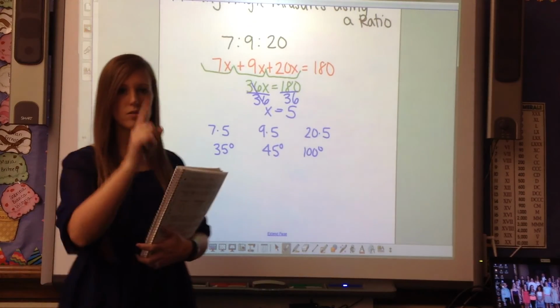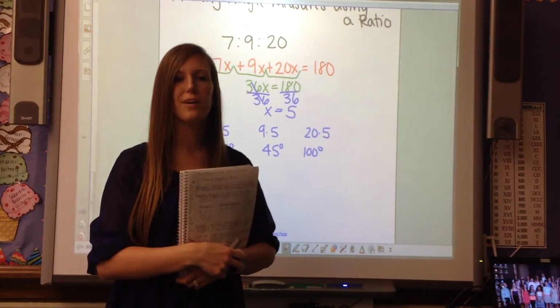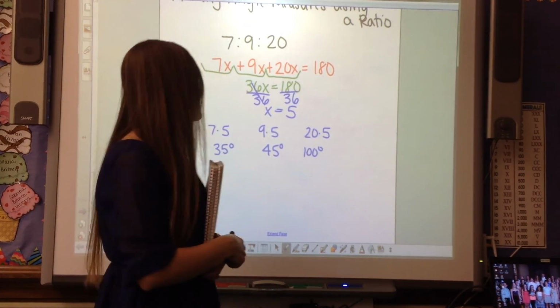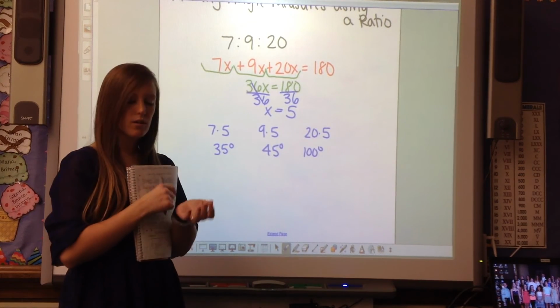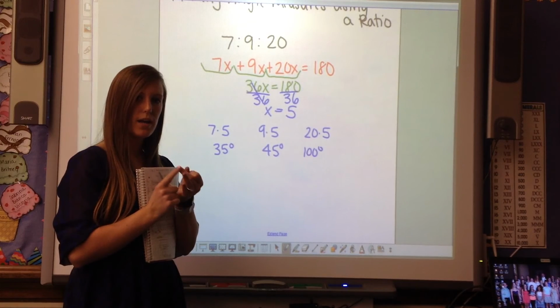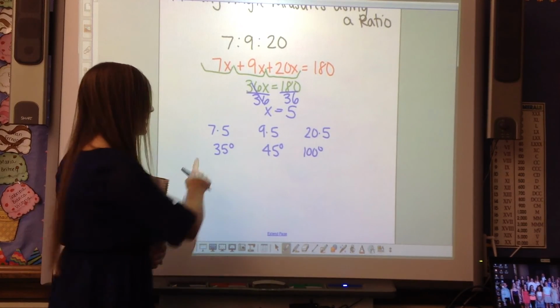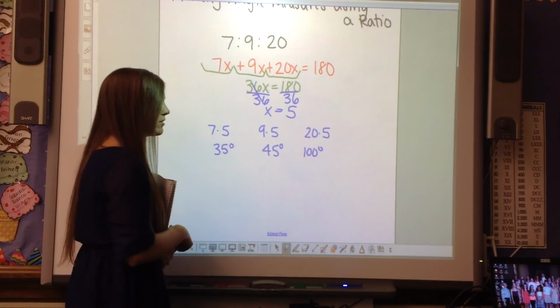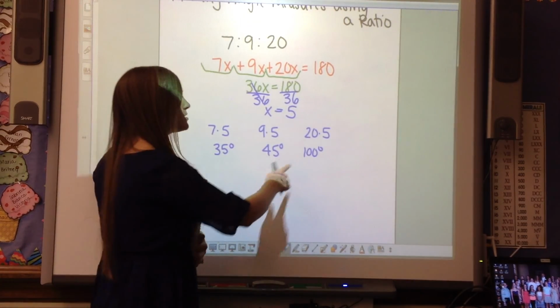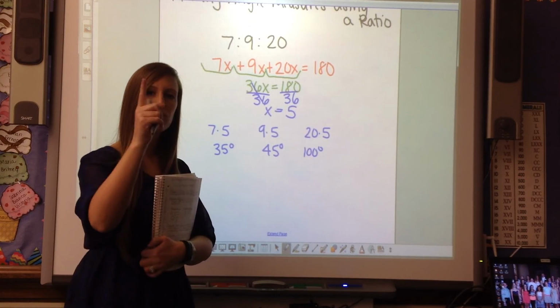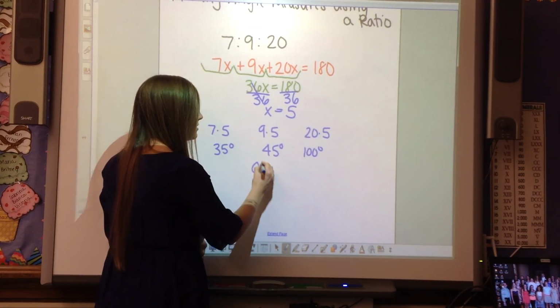Our directions, if you remember at the beginning, said not only find the missing angle measures, also classify the triangle. You have to look for either all acute angles, one right angle, or one obtuse angle. So they're not all acute. This is bigger than 90 degrees. I don't have a right angle. A right angle is 90 degrees. But I do have an obtuse angle. Because I have one obtuse angle, this triangle is obtuse.